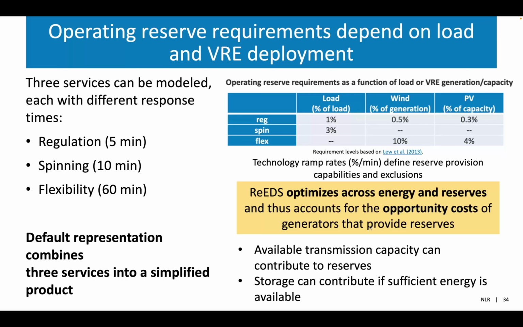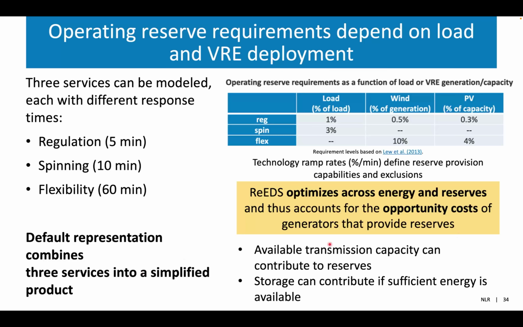ReEDS also assigns ramp rates to each of these technologies, providing operating reserves to determine reserve provision capabilities. Representing the operating reserve products as three distinct types, like seen here, is actually an alternative option. By default, ReEDS will model a single generic product that combines the three products into a single hybrid. This is done to reduce model size and improve runtime.